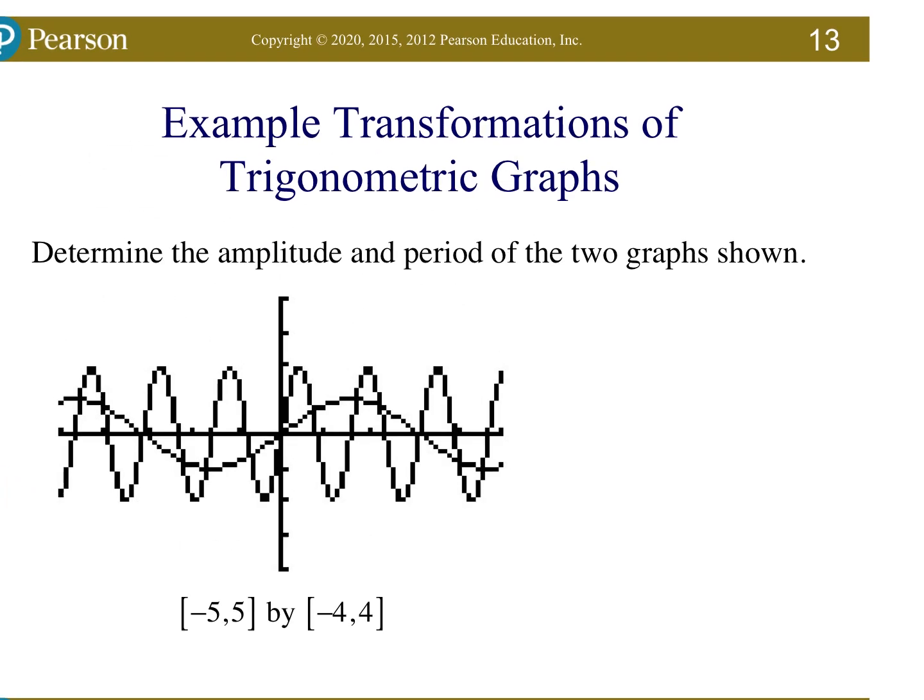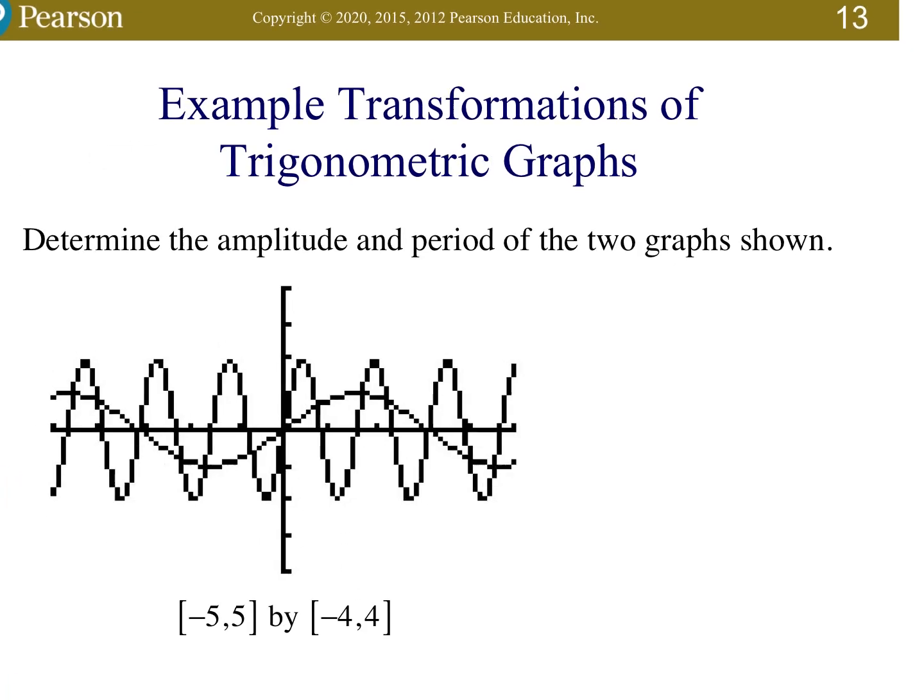Okay, and then for this one, looking at a computer-generated graph, could you figure out what the amplitude and period are? Let's look at this gentle one first. It is a sine graph because it's going through the origin, and we want to know what its amplitude and period are. So we use the scale to help us out. We know that the scale is negative 5 by 5, so this is 5 here and negative 5.